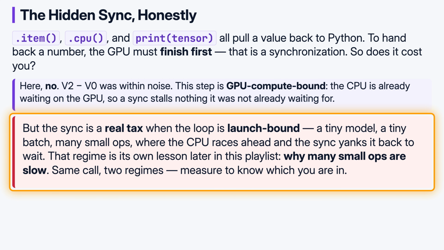But the sync is a real tax when the loop is launch bound. That means a tiny model, a tiny batch, many small ops. There the CPU races ahead and the sync yanks it back to wait. That regime is its own lesson later in this playlist: why many small ops are slow. Same call, two regimes. Measure to know which one you are in.